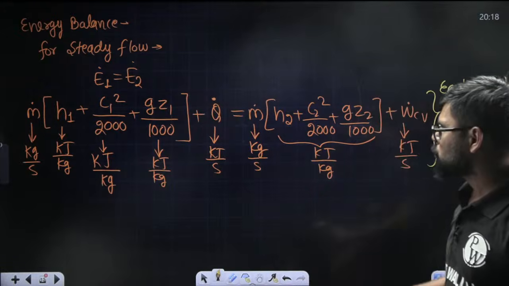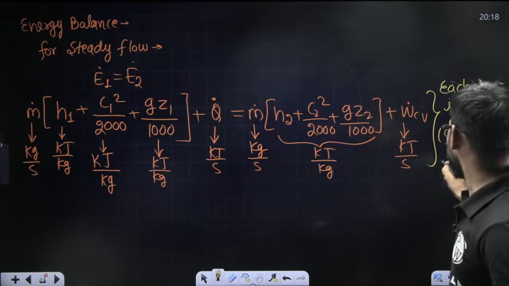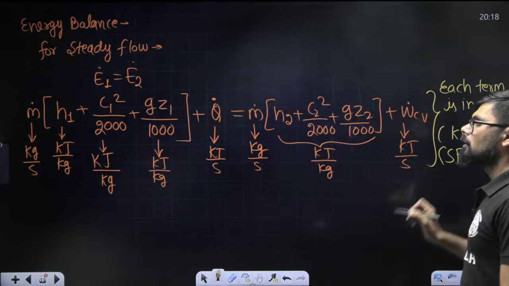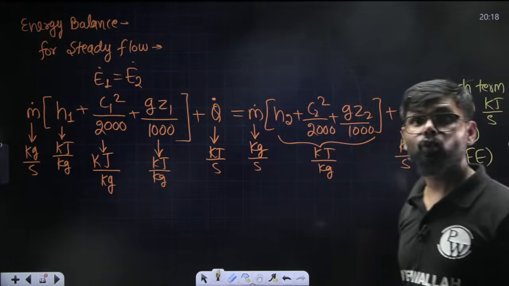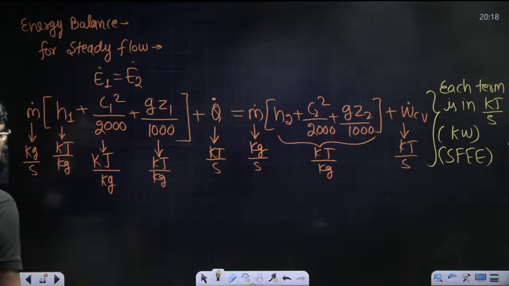Now what I am going to do is divide with m. This is the steady flow energy equation. This is called the steady flow energy equation, or the first law of thermodynamics for an open system with steady flow. That is the first law of thermodynamics for open system steady flow.